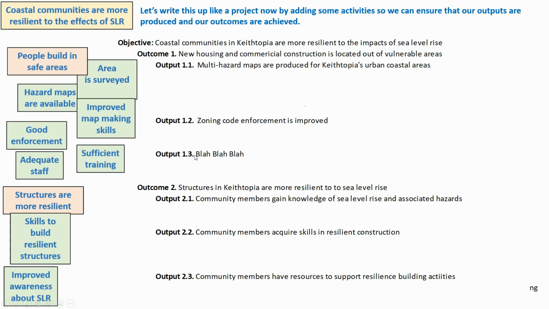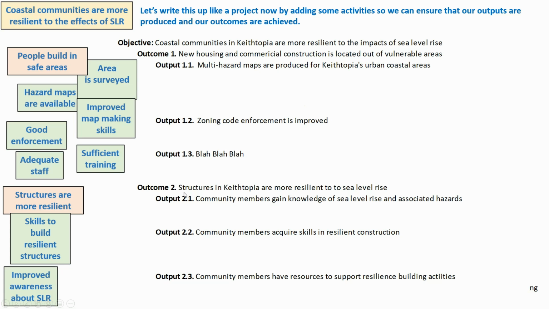Output 1.3, this corresponds to something else that we may do, right? And it's to show you the numbering. Most of the time outcomes have between 2 and 5 outputs, yeah? So blah blah blah, we will do something else, right? To contribute to this outcome 1 here.